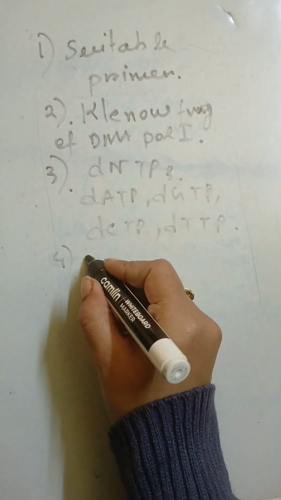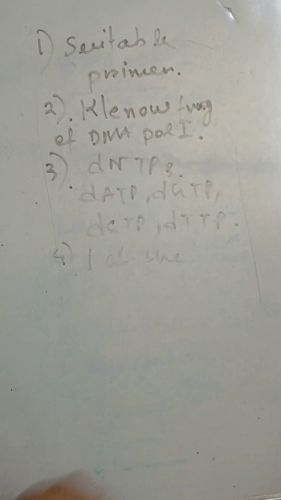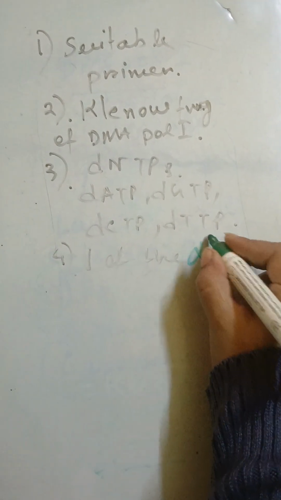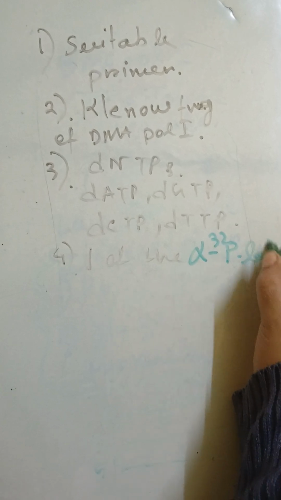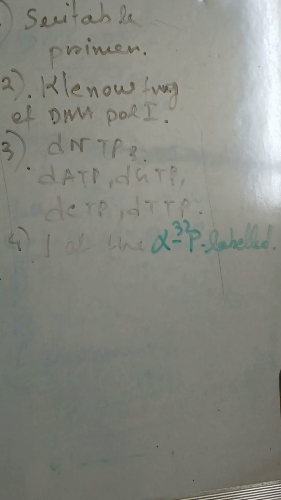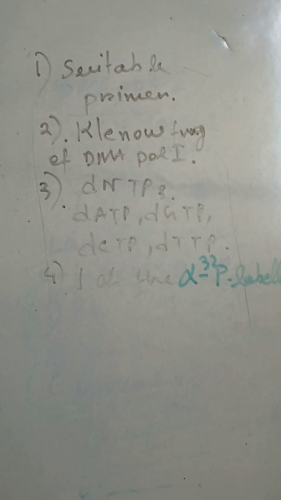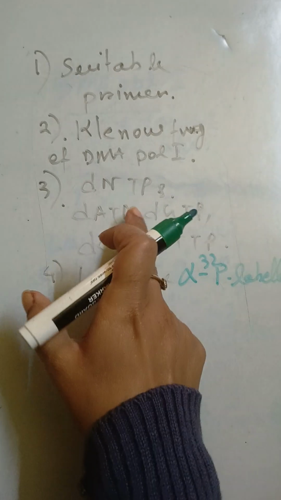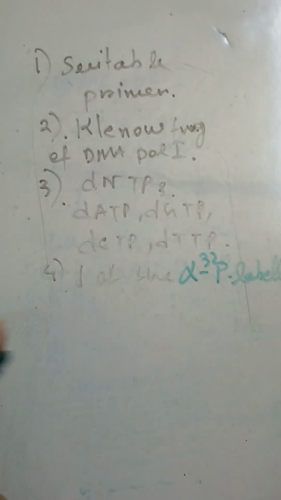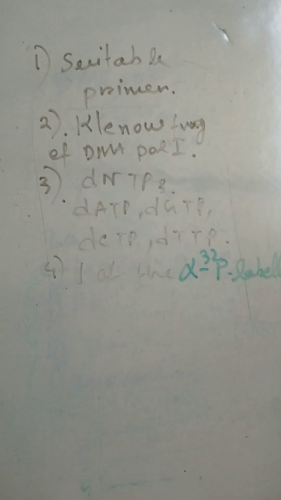Number 4, that is very important, I'll come to it further in the following. At least one of the dNTPs should be radiolabeled in this case, as we have to trace or track which sequence or which nucleotide has been added. So at least one of the dNTPs has to be P32 labeled.